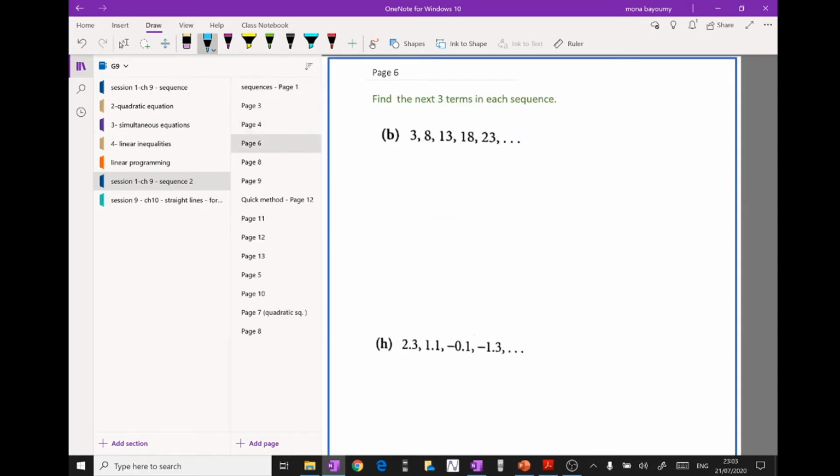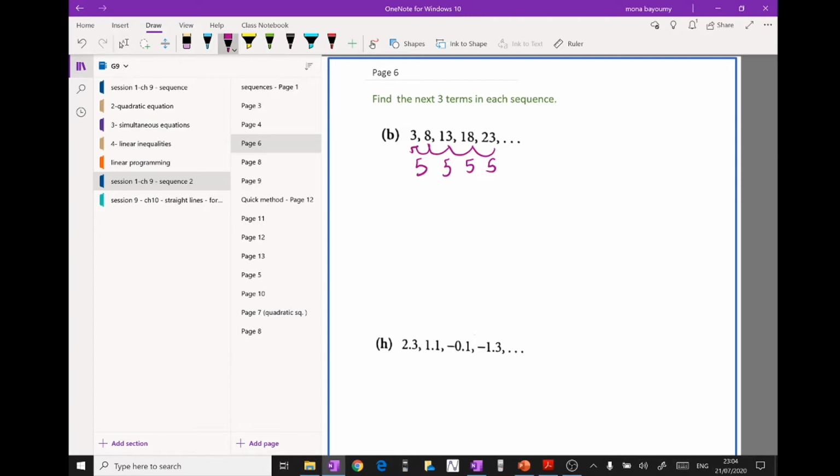Okay. Now find the next three terms in each sequence. To find the next three terms, as we learned, we have to find the common difference. To find the common difference, I have to subtract. 8 minus 3 is positive 5. 13 minus 8, again 5. 18 minus 13, 5. Again 23 minus 18, it is 5. So to find the next three terms, each time you have to add 5.